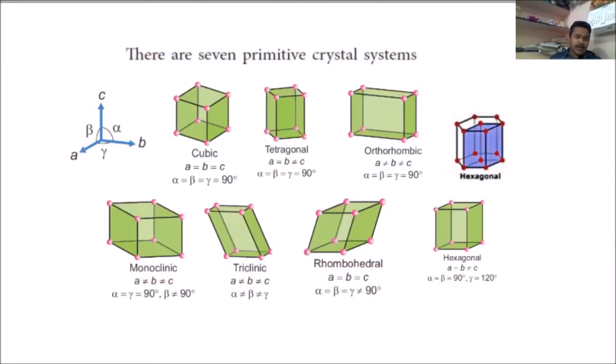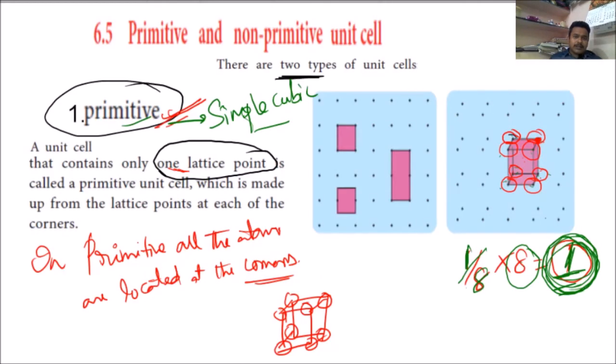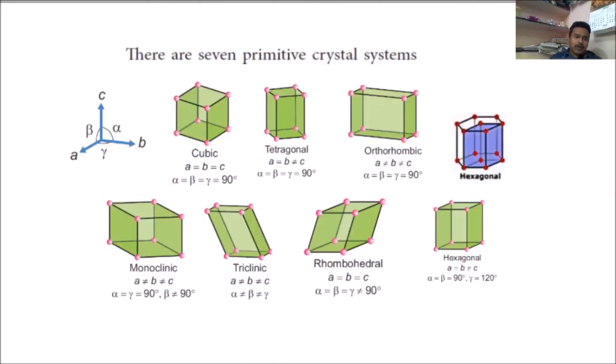Now you see here, what is there? Here this is primitive only. In this primitive only 7 types are there. 7 types. See, cubic, tetragonal, orthorhombic, monoclinic, triclinic, rhombohedral, hexagonal.